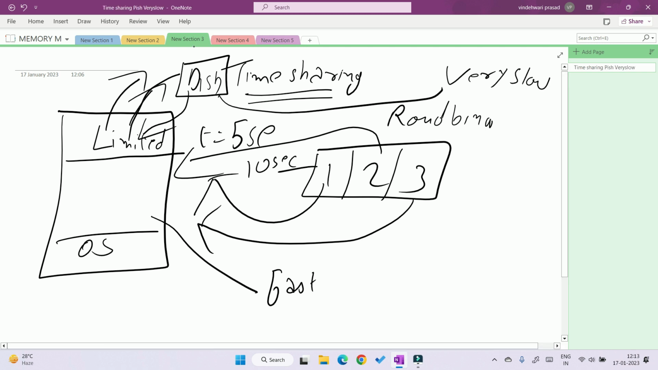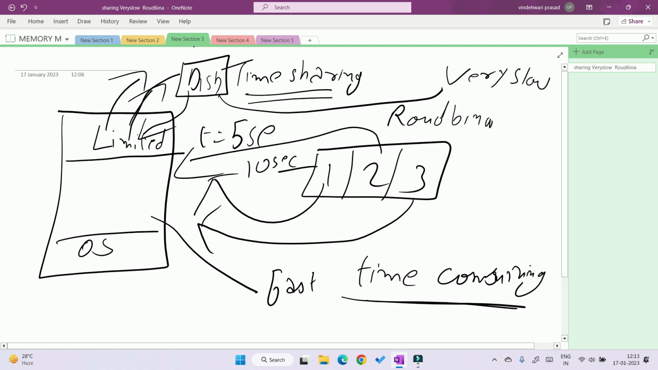So here, time consumption is very high. Because of time sharing, time consumption is very high. So we have to take care of this also.